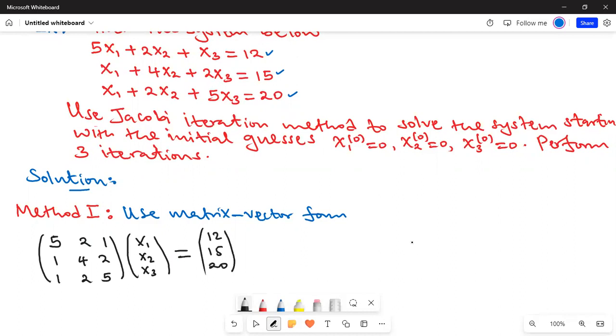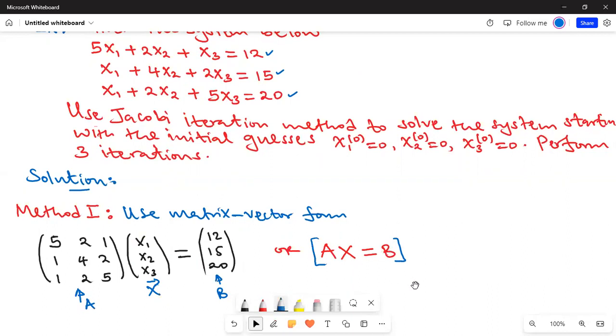Or in general, this can be written as A times X equals B. This is the general form of a linear system of algebraic equations. In this case, our A is the coefficient matrix, our X is the unknown column vector, and B is the right-hand side, or simply the solution matrix.